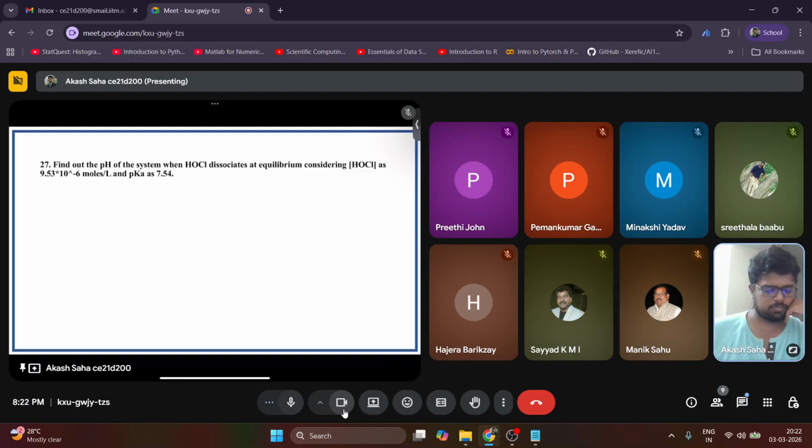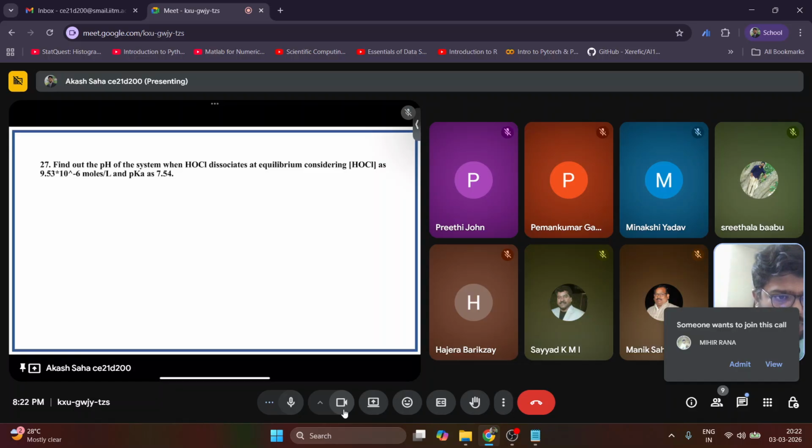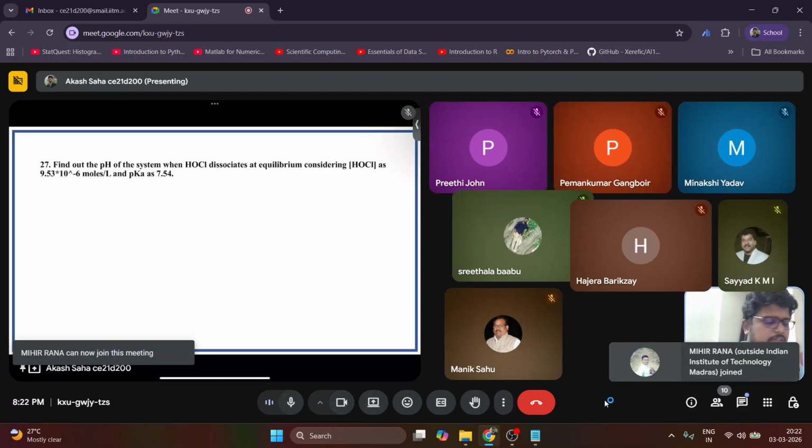How to do it? Please try, because we have solved a similar problem. Not exactly the same formula we will use, but the same concept we will use. So the pK value is already given.